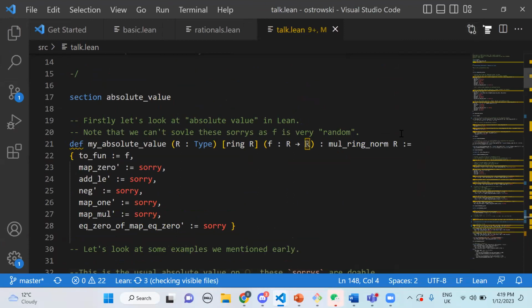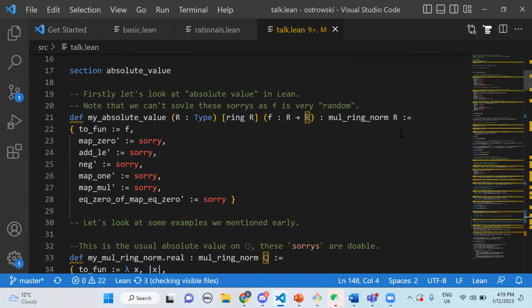Firstly, let's have a look at how we define absolute values. How do we create absolute values in Lean? I call it my absolute values, and you're given R to be a ring. You can see the difference between here and the definition on the slides. We define it over a field on the slide, but we actually can define it over a ring because we don't actually need a field here.